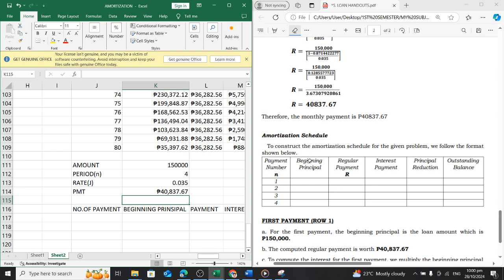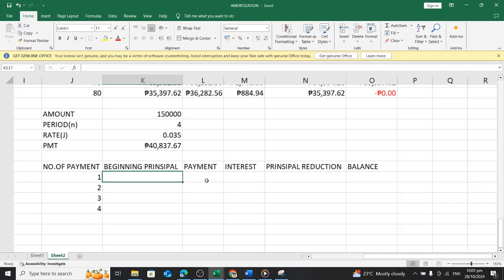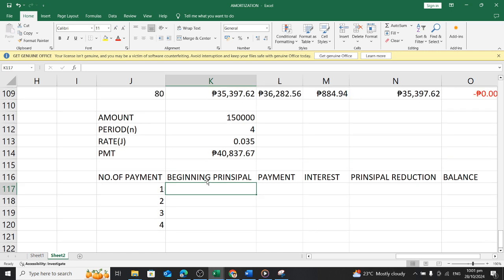Now, how to solve for an amortization schedule? Okay, so since we have 4 as our total number of payments, let's write down here 1 to 4. So 1, 2, 3, 4. No need to drag, kay gamay naman siya. Okay, so tara.